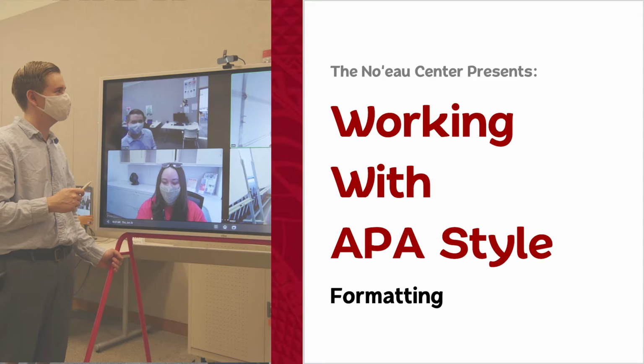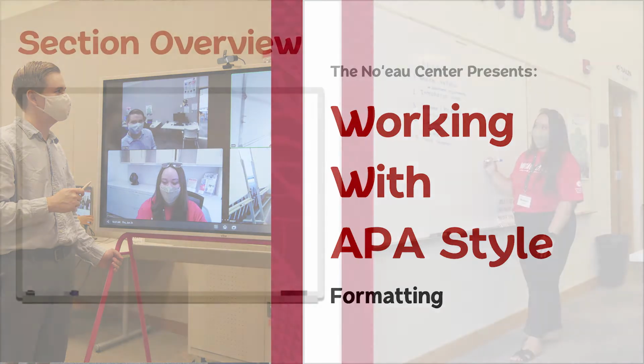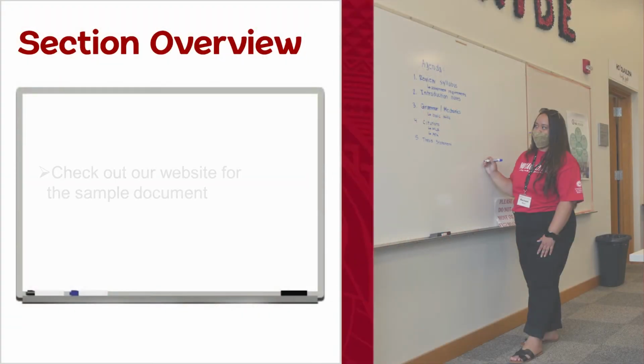This workshop series focuses on the 7th edition of APA, primarily the expectations for student writing. Throughout the workshop, we'll refer to a sample paper, which you can find on the Noeau Center website if you would like to follow along or have a reference in front of you. In this section, we will be looking at APA guidelines for formatting different aspects of the paper, such as the title page, abstract, and more.